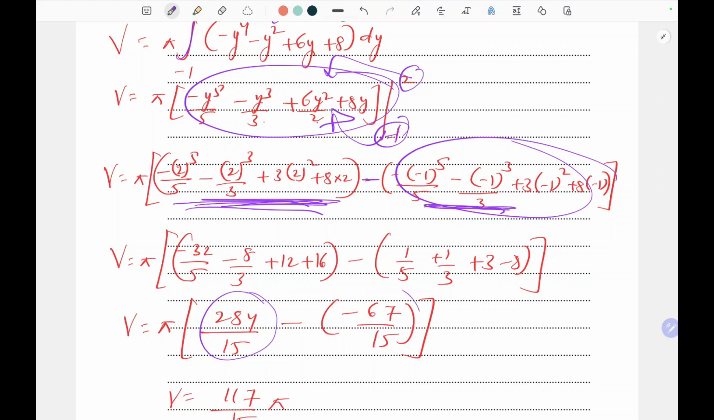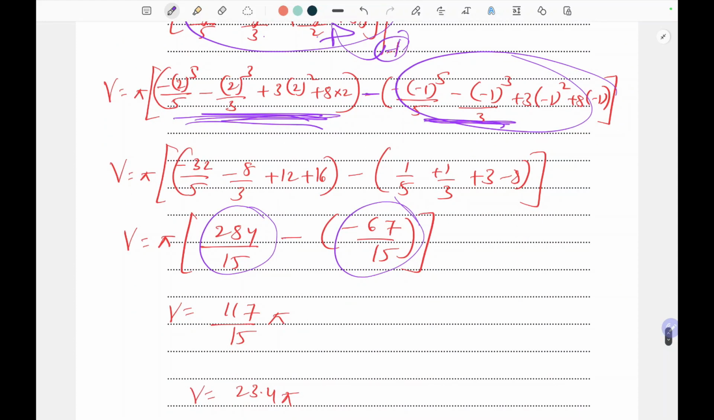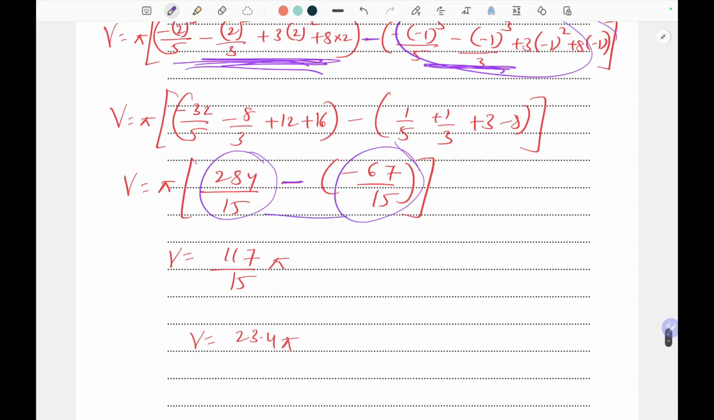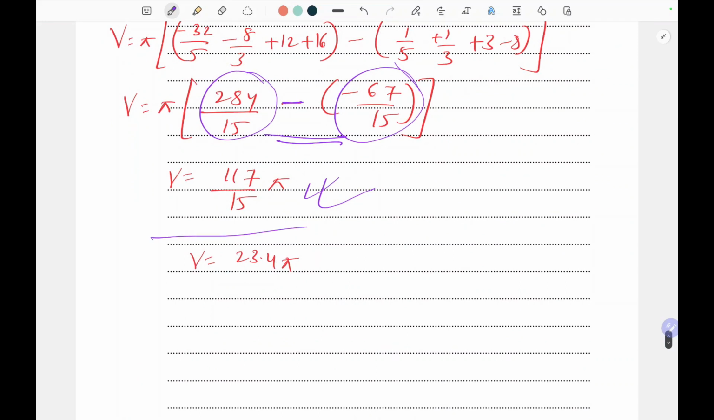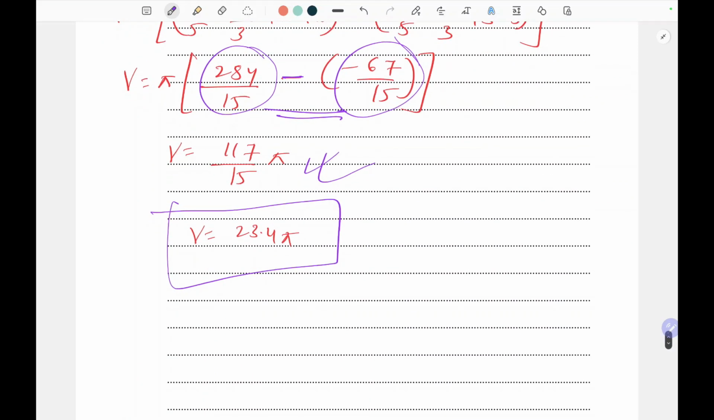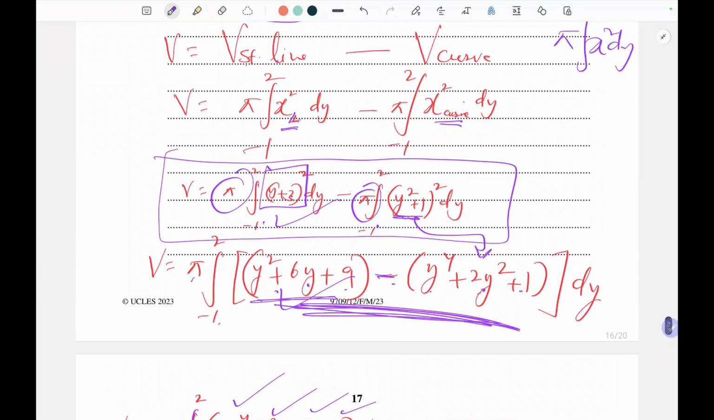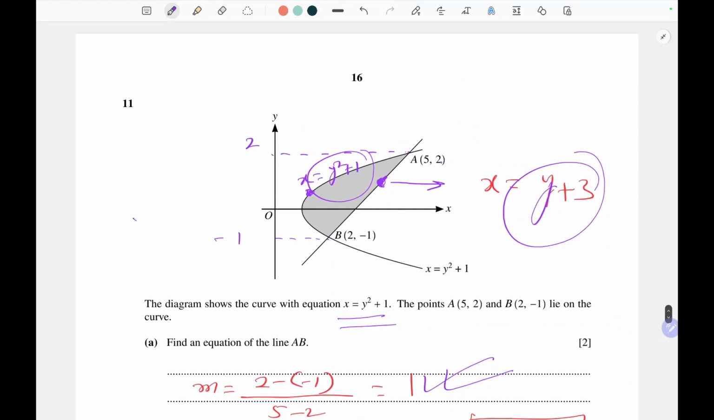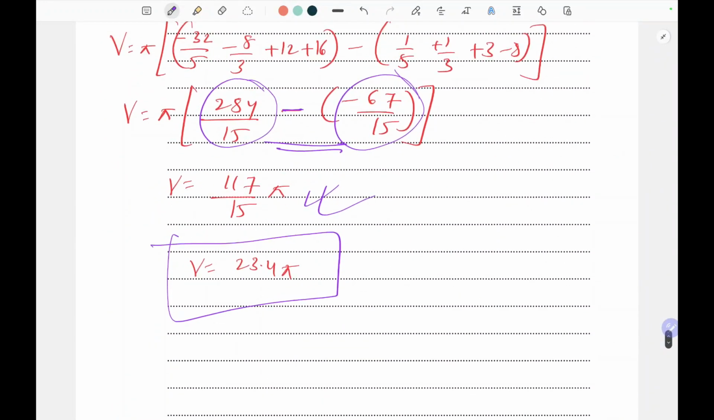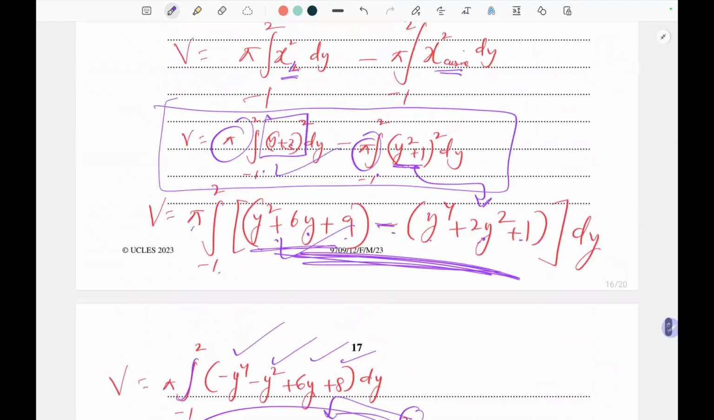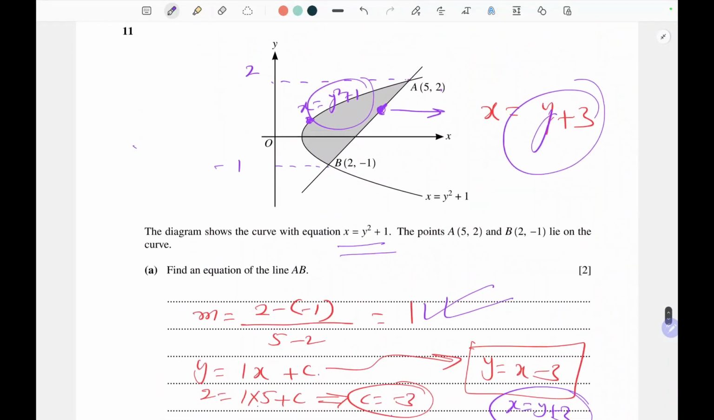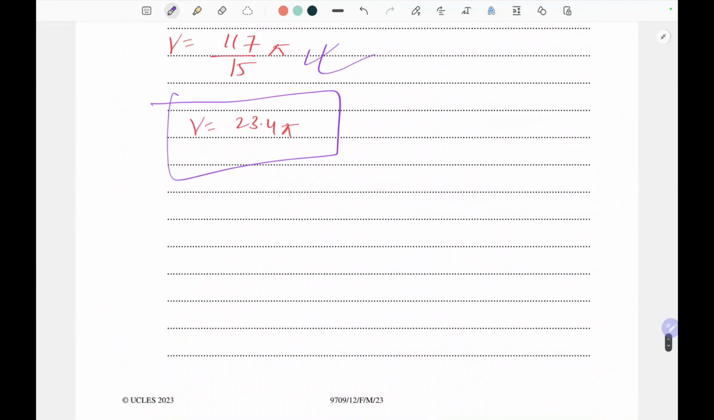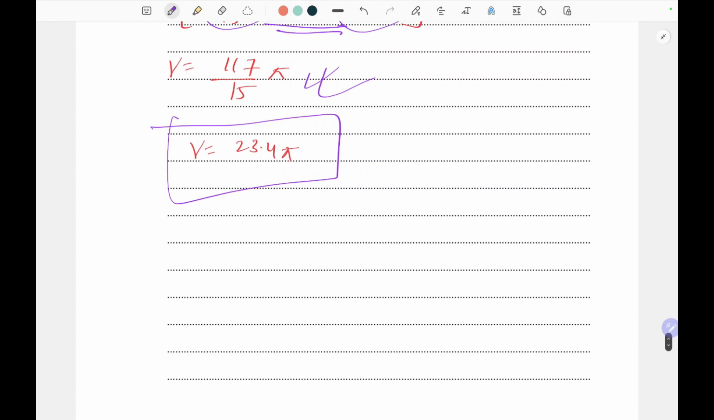Calculate carefully this one, minus 67 over 15. Inside you had minus. Just calculate again. You will get 117 over 15 pi, which is 23.4 pi. Either you can write in this form, or you can use a calculator and give it in decimal form as well. But it is better to write in this form. Here you will not write any unit, because volume is generally meter cubed or centimeter cubed, but here no length unit is given, so just write 23.4 pi.